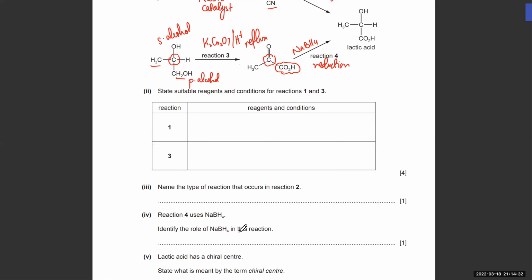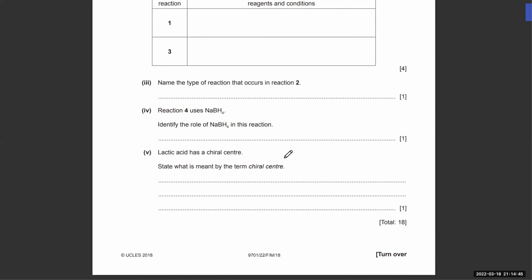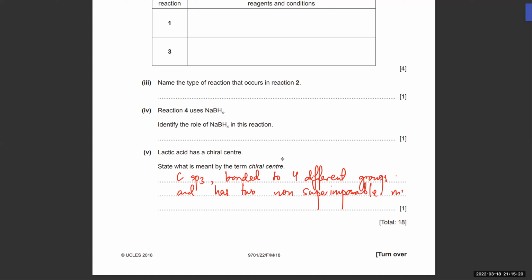Okay, so the next part: name the type of reaction in reaction number two. I think we did that, hydrolysis. Reaction number four uses a reagent to identify, that's a reducing agent. So we did that. What is meant by the term chiral center? It's a carbon that's sp3 hybridized and bonded to four different groups, and has two non-superimposable mirror images. Why? Because it has no line or plane of symmetry.